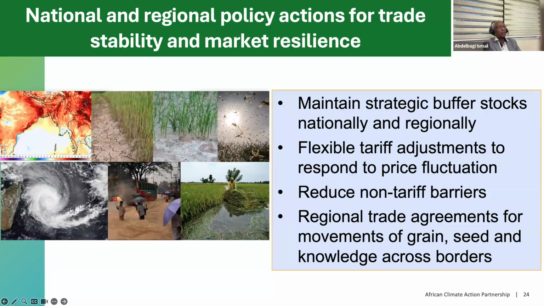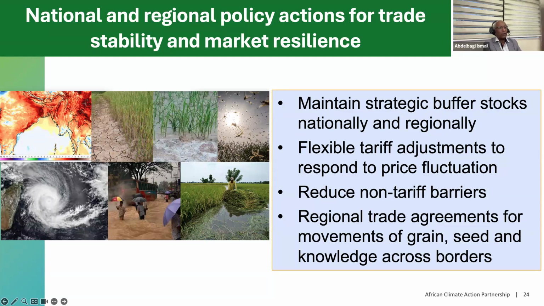Also, we have to focus on national and regional policies beyond the field, especially for trade stability and market resilience. And again, I see this as one of the main elements that help Asia to be at least self-sufficient or reach sovereignty in their food supply. We have to maintain strategic buffer stocks. For Africa, this is important both at the national level and at the regional level. And that is mainly because of what we learned from previous shocks. It is a standard process in some countries. China and India are leading in this, Vietnam and others all have sufficient stock that can allow them to really bridge a period when there are disasters and so on. We have to think of that.